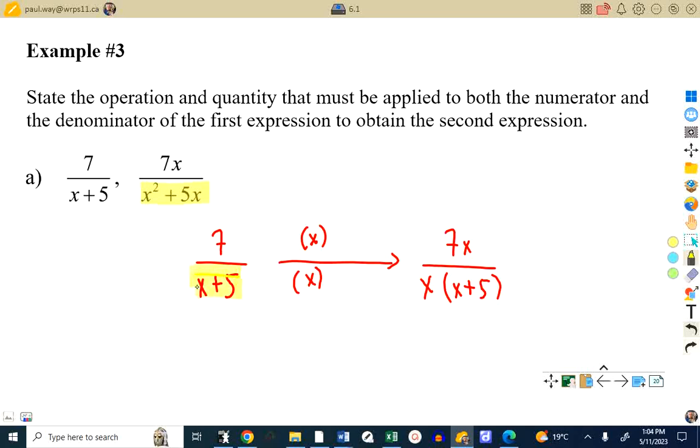There was an x plus 5, and there was a 7. And there's a 7 here, and an x plus 5. There's your x over x that we've multiplied by. So the answer to the question is we've multiplied top and bottom by x.